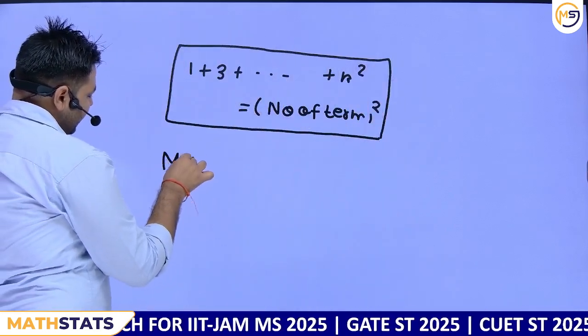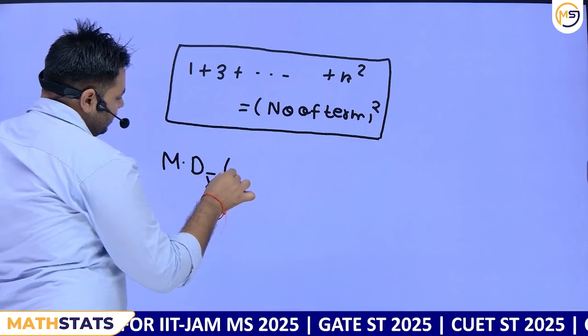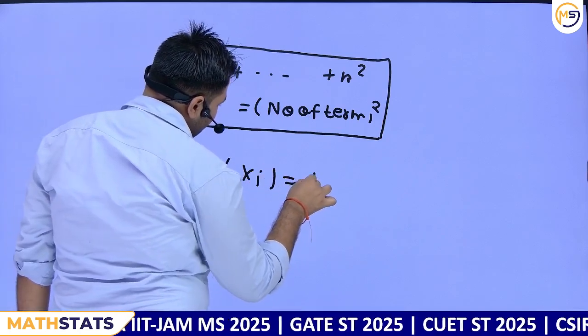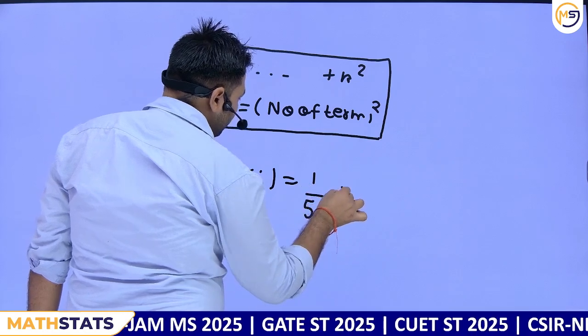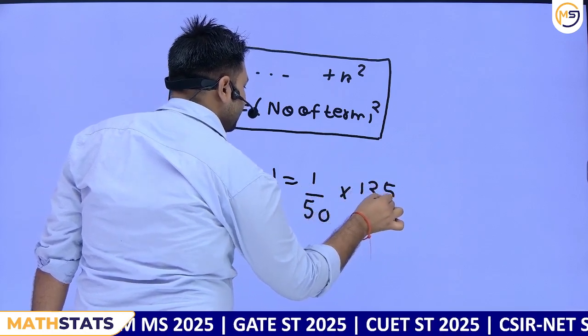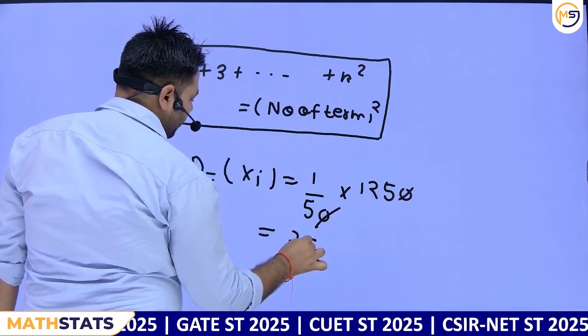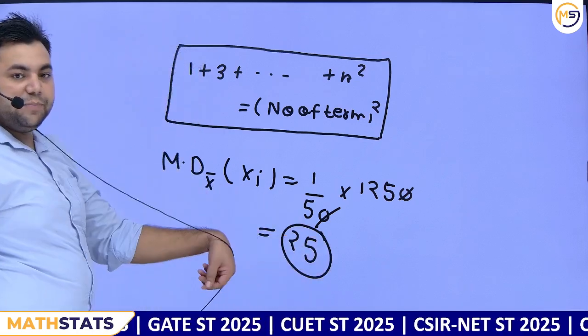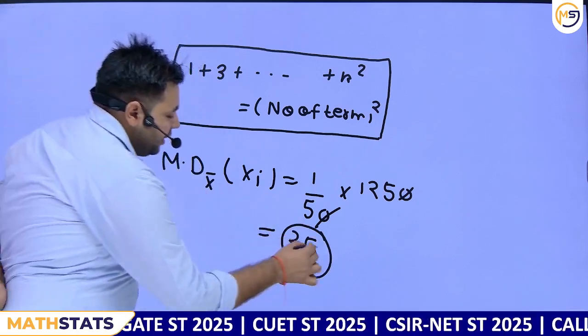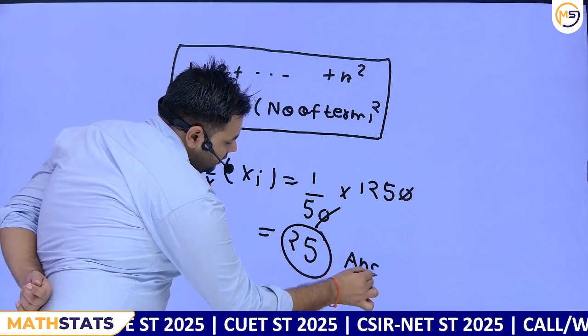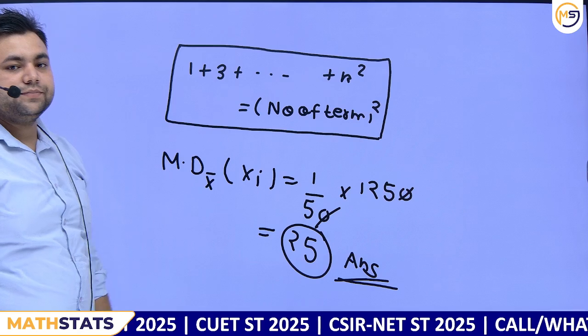So what will the mean deviation be? Your mean deviation will be 1/50 into 1250. So when we divide this, you will get 25. So this 25 is the answer.